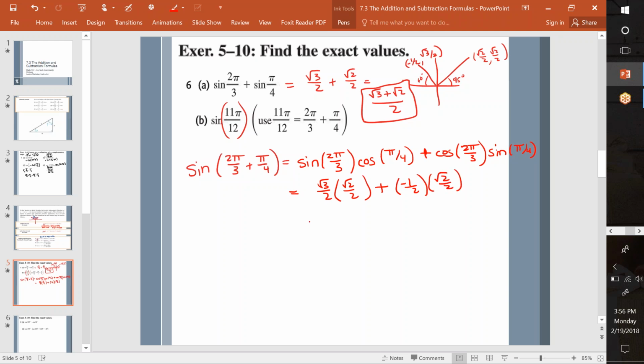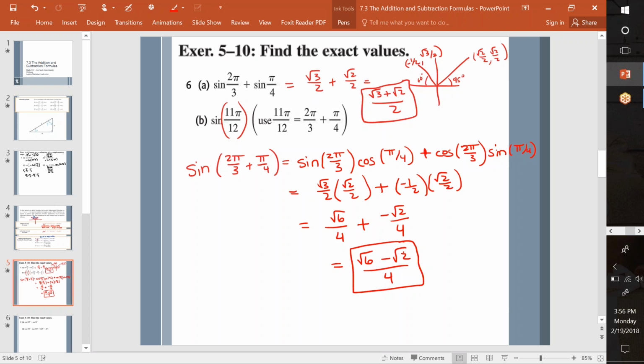Order of operations, you need to multiply before you try to add. So square root of 3 times square root of 2 is square root of 6 over 4. Plus, that would be negative square root of 2 over 4. So we get square root of 6 minus square root of 2 all over 4. And we don't do any kind of decimal approximations. We leave this as our exact answer.